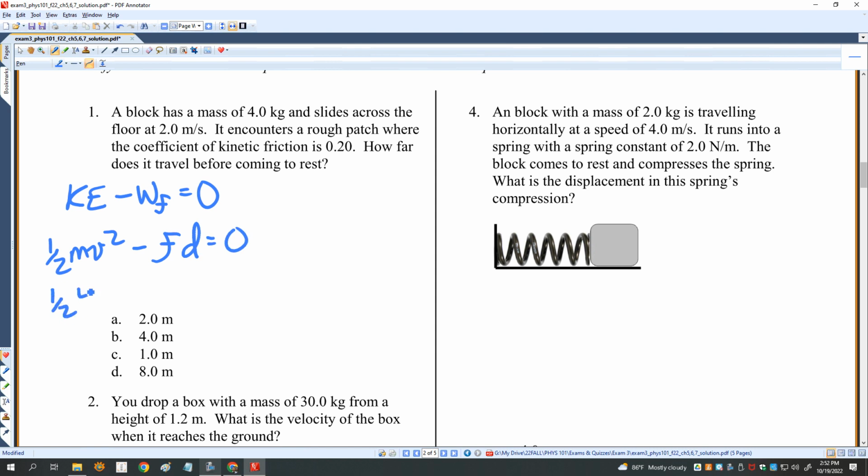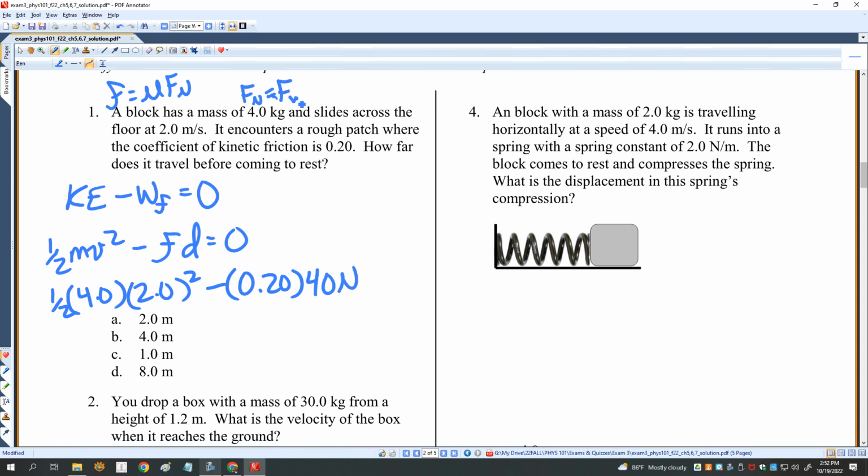So that's 1/2 of 4 times the speed, which is 2 meters per second squared, minus the frictional force. Remember, friction is mu times the normal force, so that's 0.2 times the normal force, which is going to be 40 newtons. I just took this mass; the normal force is equal to the weight, which is equal to m times g. Since this is m times 10, that's 40. So that's the frictional force, mu times the normal force, times the distance, which is what I'm looking for. That's equal to 0. So it's 2 times 4 is 8, minus 8 times d equals 0. So d is equal to 1.